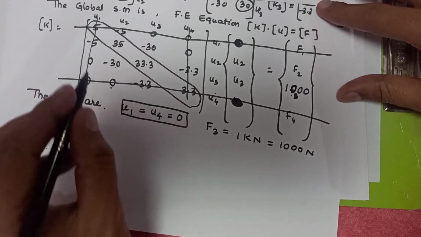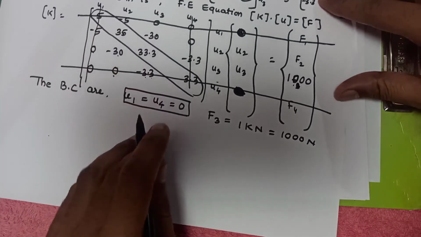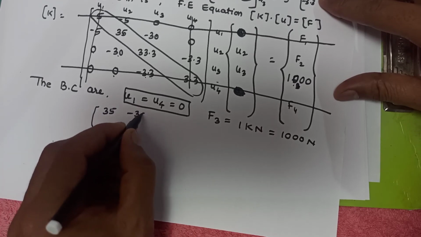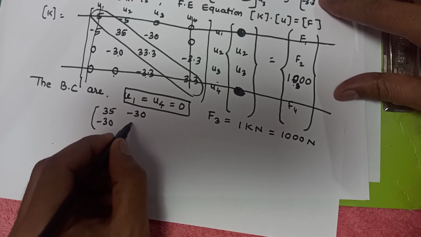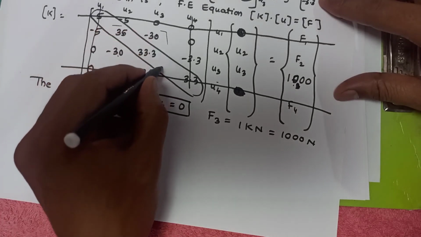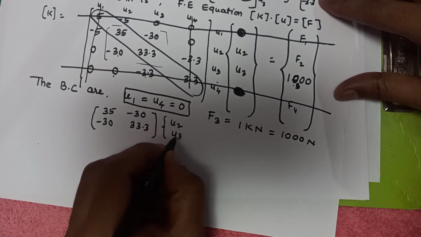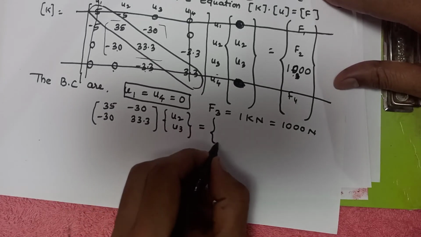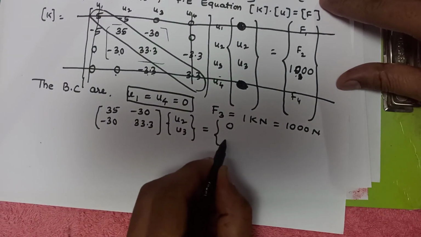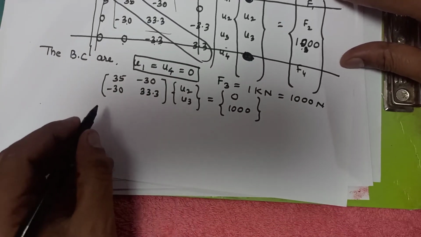Now what will remain after that? You can see 35, minus 30, minus 30, and 33.3, hope I am right. So this remaining matrix multiplied by U2, U3 is equal to F2, F3. There will be no force at F2, so that is taken as 0, and F3 will be 1000 Newton. So now it becomes two equations.